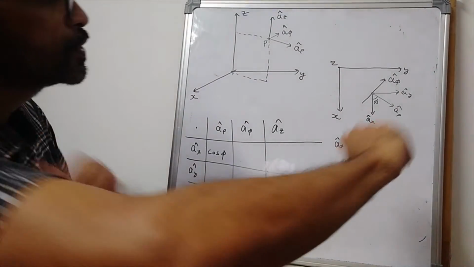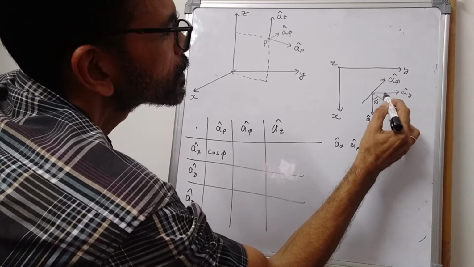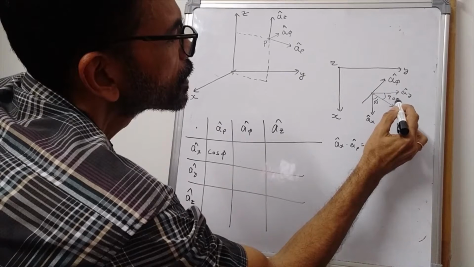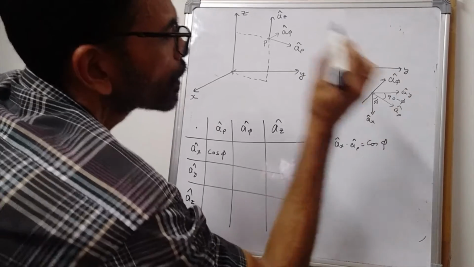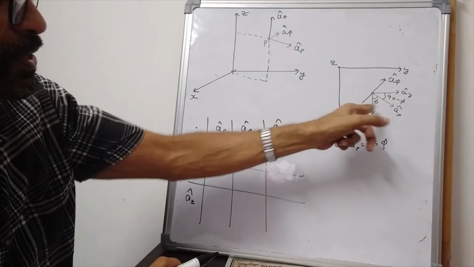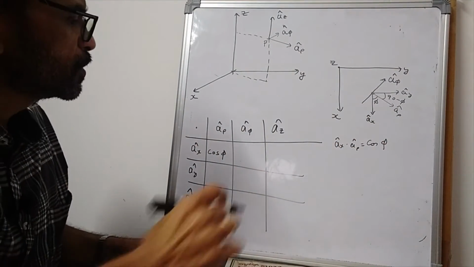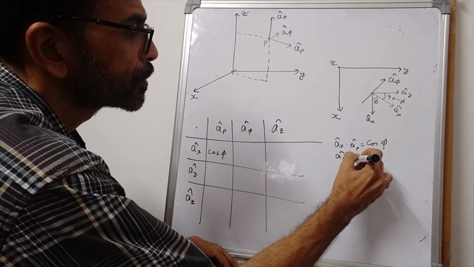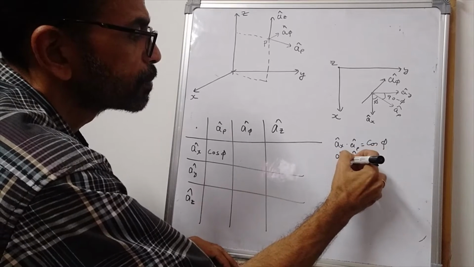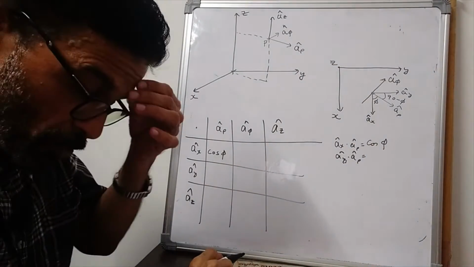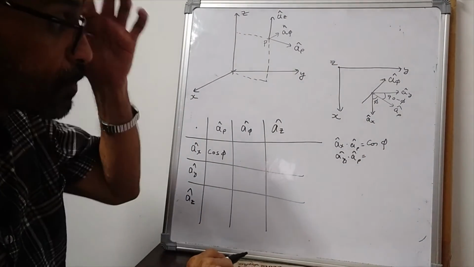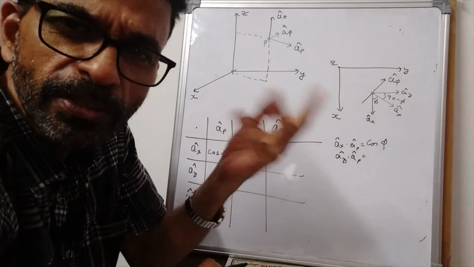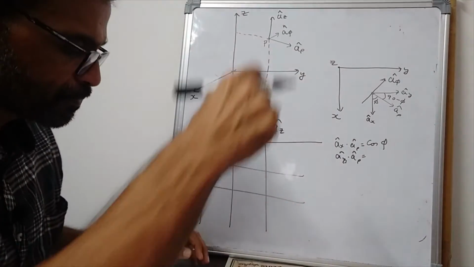Now we see that this angle is 90 minus phi, because this is 90, this is phi, so it is 90 minus phi. So ay cap dot a rho cap will be magnitude of ay into magnitude of a rho, which is 1 each, into cosine of the angle between them. Angle between them is 90 minus phi. So cos of 90 minus phi gives us sin phi.